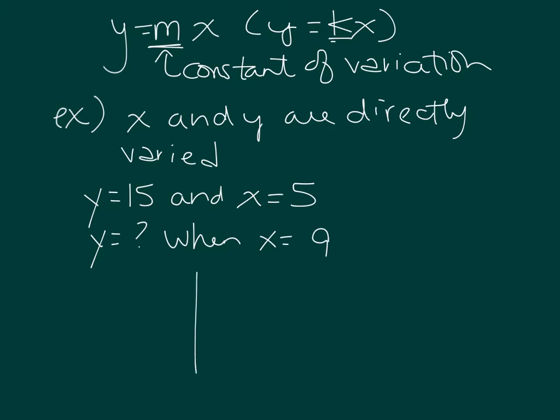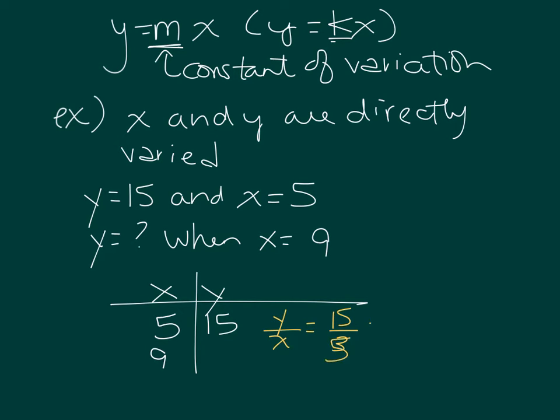So what I can do is I can make a table. Here's my x, here's my y. So y is 15 when x is 5. And I want to know what y is when x is 9. So I told you it's directly varied. So let's find how it's proportional to each other. So we're going to do y divided by x here, which is 15 divided by 5. And I get 3. So it's just 5 times 3. 9 times 3 is 27, so my y is 27. That's all it's telling me to do.